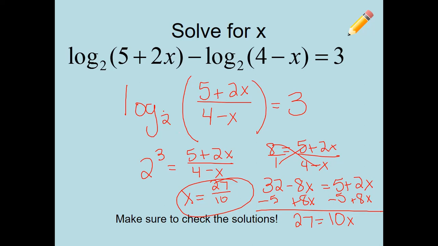Double check, make sure it plugs in. So if I plug it in here, 2 times 2.7, that's going to be not a negative. That's going to be okay. 4 minus 2.7, that's definitely all right as well. So that should definitely work. No problems there.